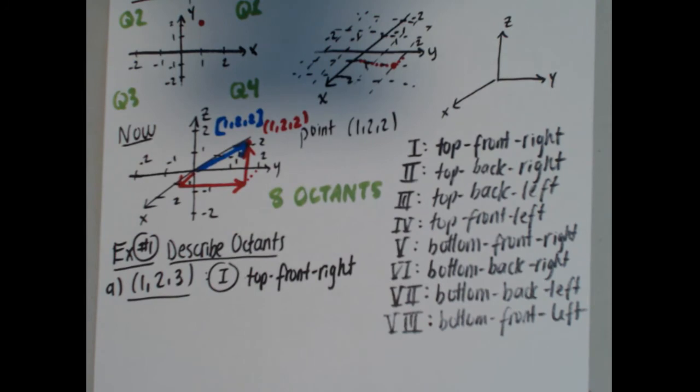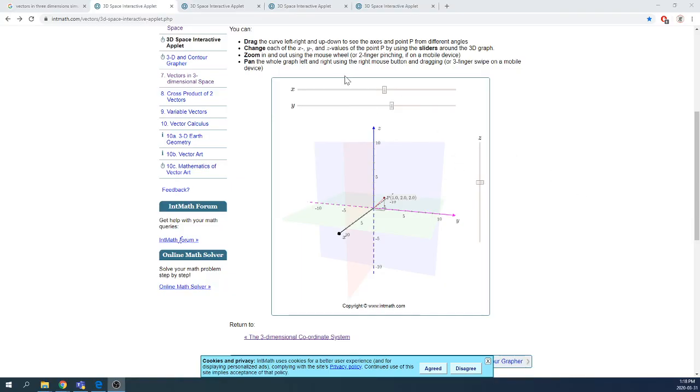If we wanted to look at (1, 2, 3) in the simulation, let me get that open here. Going to that screen, (1, 2, 3). If I adjust x right now, x is already 1, y is already 2. To adjust z to 3, I just move this up 2 times. So there it is. That is showing you where it is. That is definitely in octant number 1.